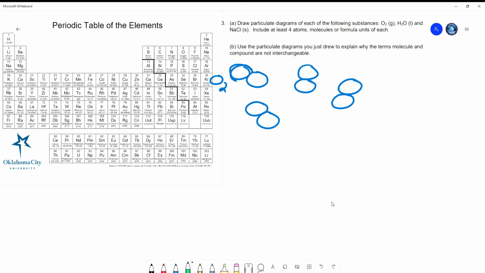Okay, and then H2O, so we've got hydrogen up here and oxygen over here, and they're both nonmetals, so it's also going to be molecules. So we've got oxygen and our little hydrogens.